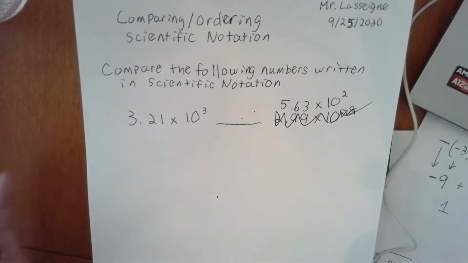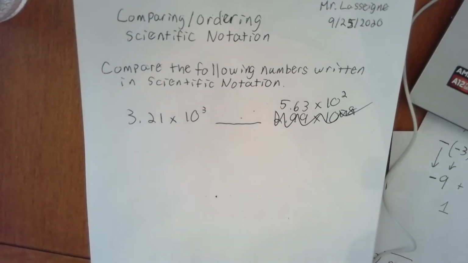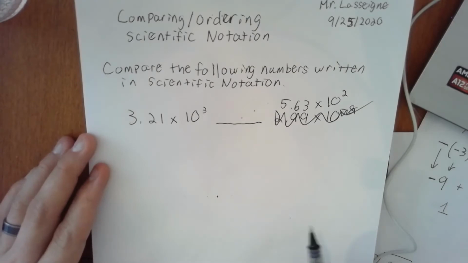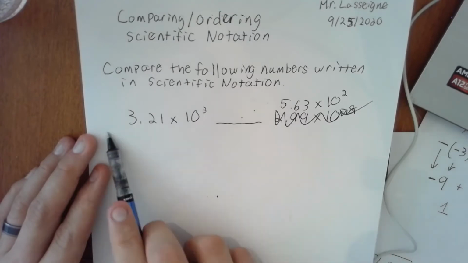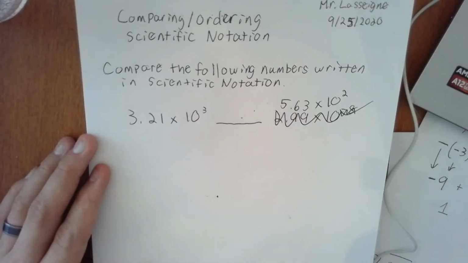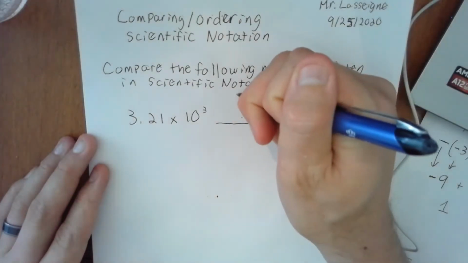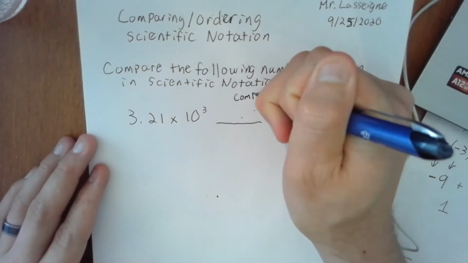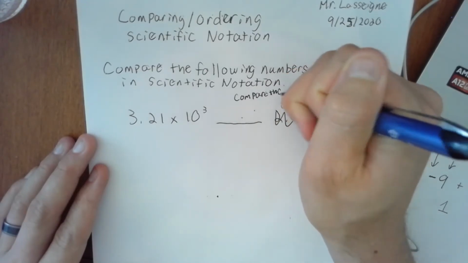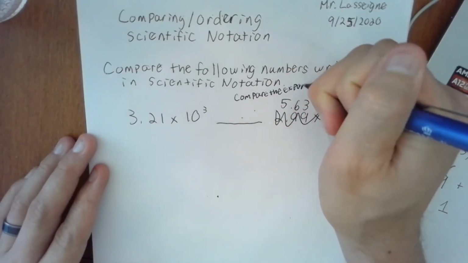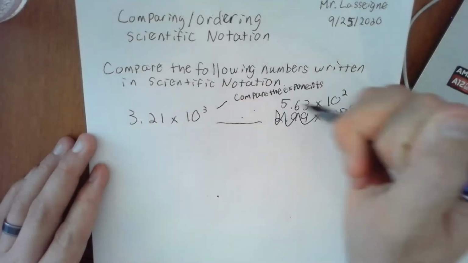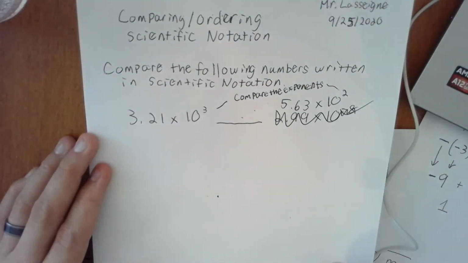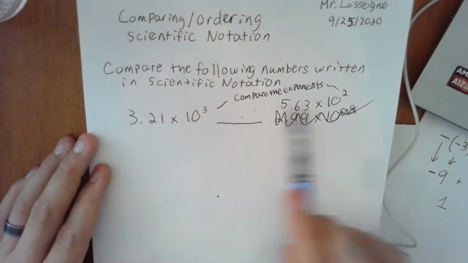So to compare them, to figure out which one of these numbers is bigger than the other, we have to look one place first. Now it's a little tricky because your instinct might say that this one is bigger because 5.63 is bigger than 3.21. That's not the case though. We have to compare their exponents. We have to compare these small numbers, the 3 and the 2. Those are the two numbers we're comparing. So which one's bigger? Well, 3 is bigger than 2.